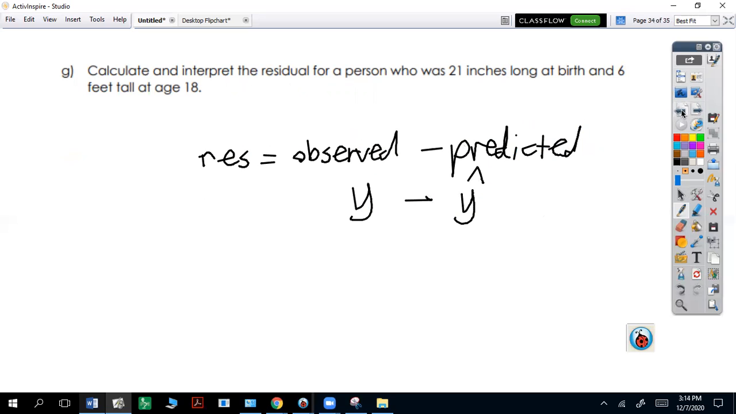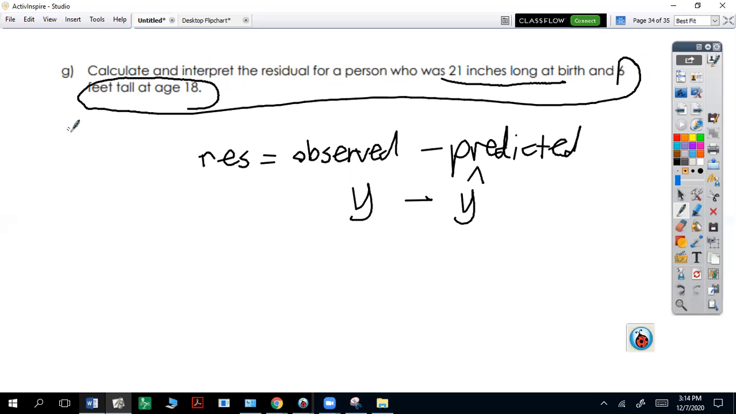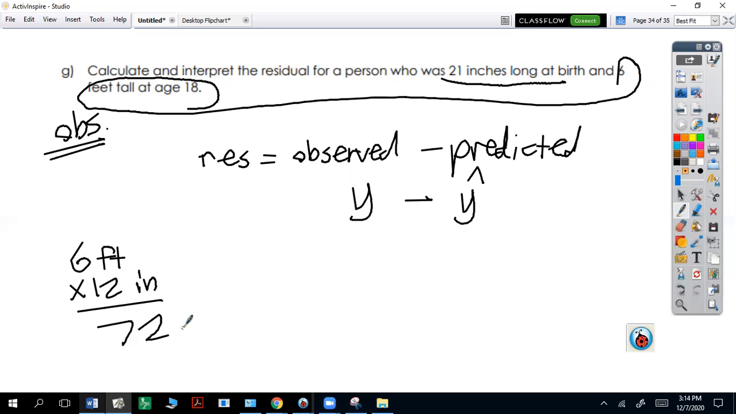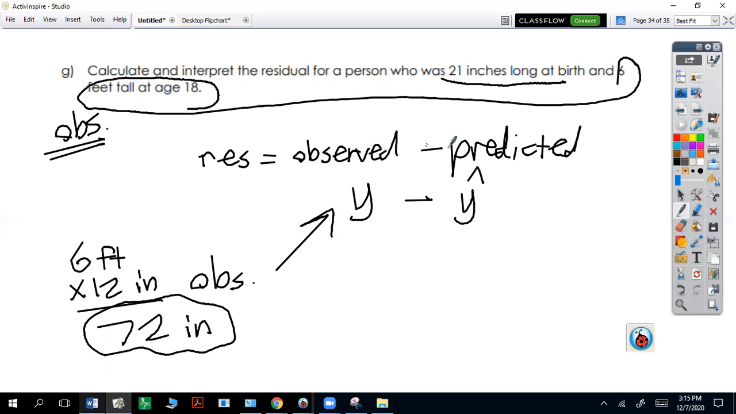So let's first look at the observed value at age 18. 21 inches long at birth and 6 feet tall at age 18. That's observed. 6 feet tall, 6 feet times 12 inches, well, you know that's going to be 72 inches. And since we're dealing with inches, we have to convert that, right? So that's observed. It's going to go there. So think about that residual, observed minus predicted. Try it out. Let's interpret.